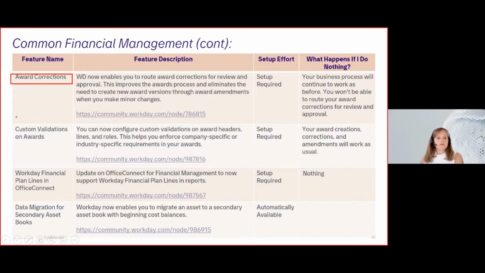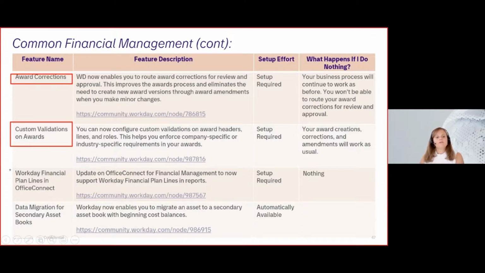Then custom validations on awards. This feature is about building validations on awards and building them more easily. For example, you can now create a custom validation to issue an error when the dates on award lines are left blank, or issue a warning when the user enters an invalid sponsor for the award company. There is some setup required for this feature, but if you choose to do nothing, you just won't be able to enforce organization-specific requirements on award fields and award roles.